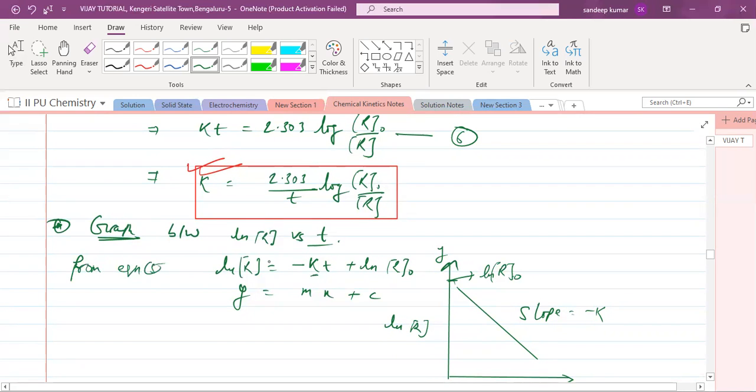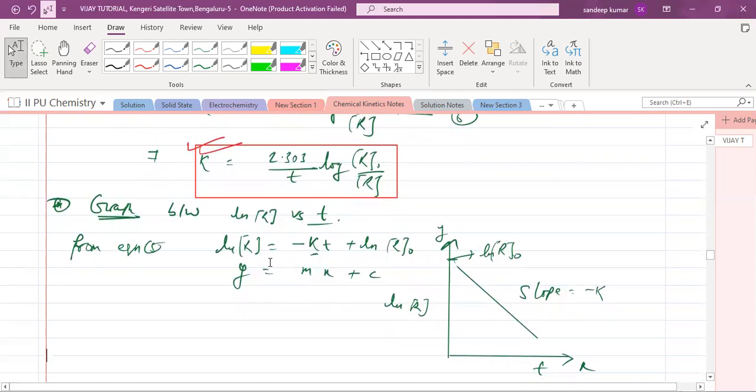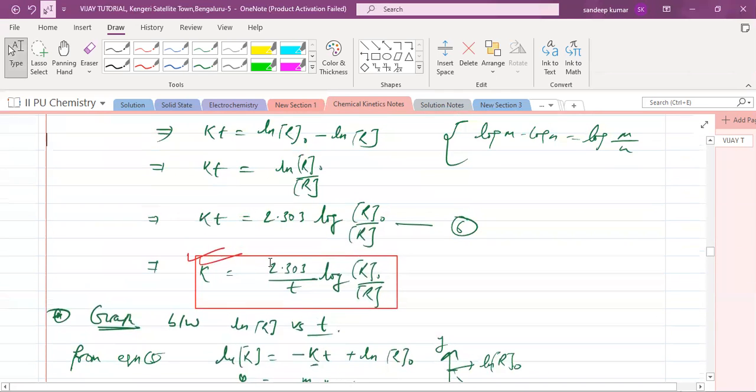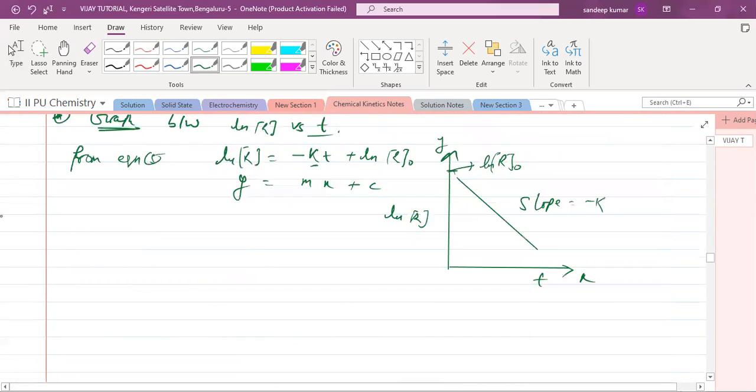Equation 5. Now from equation 6, what can we write? kt is equal to 2.303 log of R naught by R. So we can write kt is equal to, from equation 6, 2.303 log of initial concentration R naught by R. So time you have to take along the x-axis.